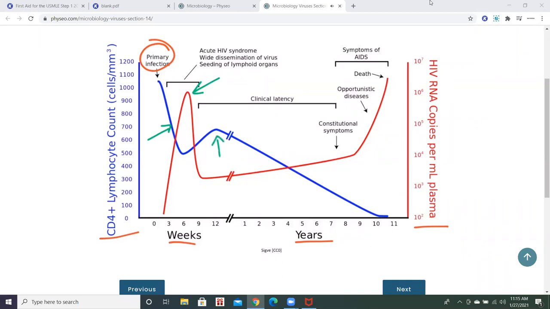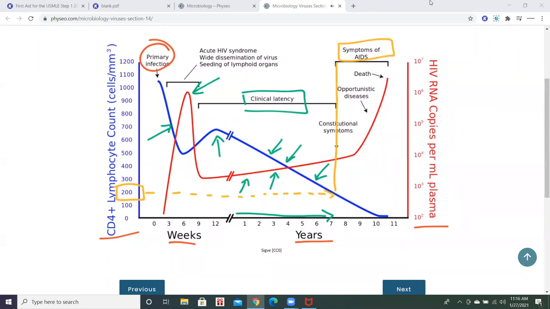Here, the virus and immune system have a tug of war, and there is a period of clinical latency, and this typically lasts several years. However, eventually the virus prevails, the CD4 count continues to decline, and the viral load continues to rise. Once the CD4 count drops to 200, the disease is called AIDS, and the patient begins to develop symptoms. So you can see that a CD4 count of 200 corresponds to this blue line right here. And it's here that the patient has symptoms of AIDS. Because the viral load is so high and the immune system is so suppressed, the patient begins to develop opportunistic infections and eventually dies.